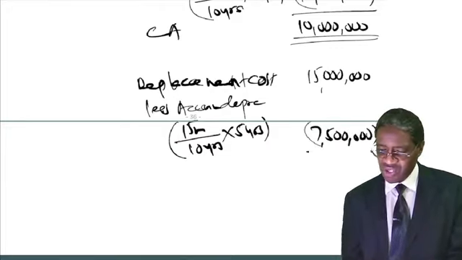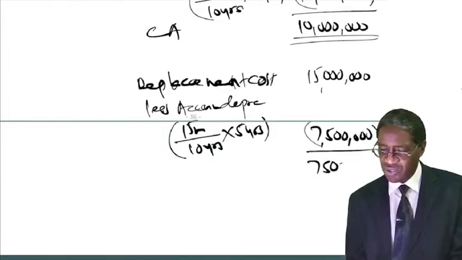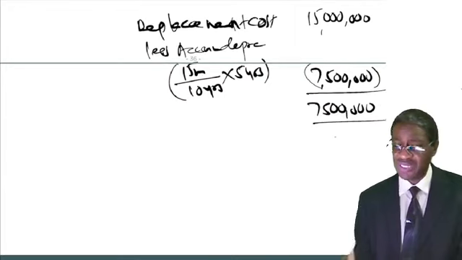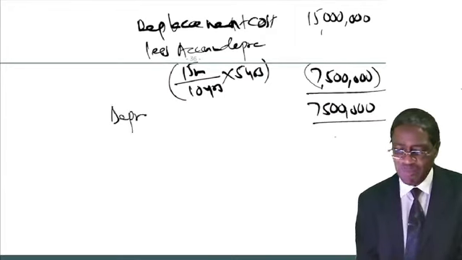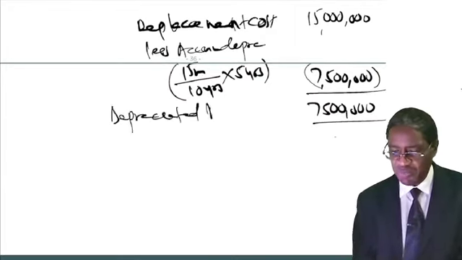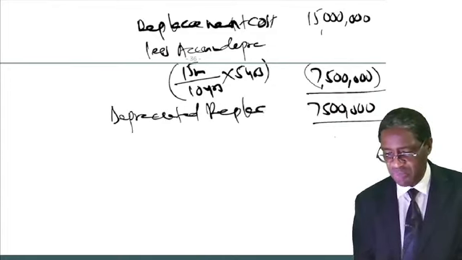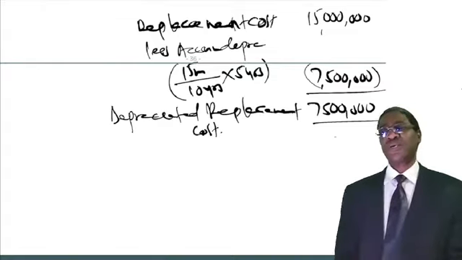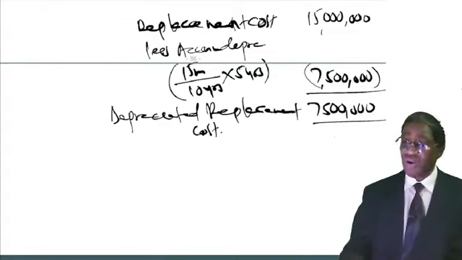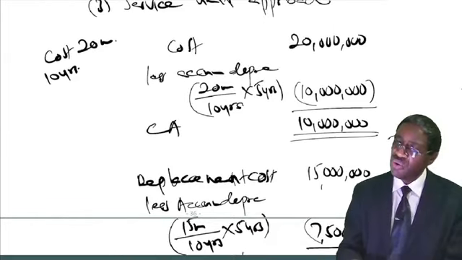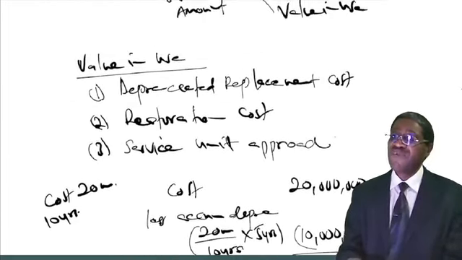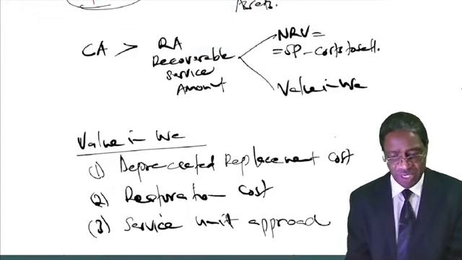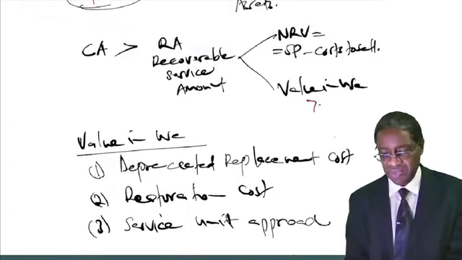Good. Once you get that, you remain with a balance of 7.5 million. That balance of 7.5 million is what we are calling depreciated replacement cost. Once you have it, you know the value in use on the basis of the replacement cost, which is how much? 7.5.